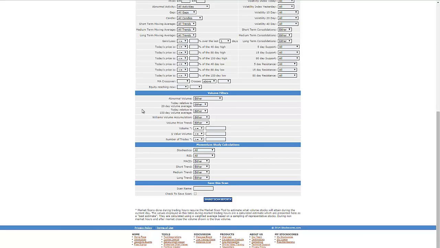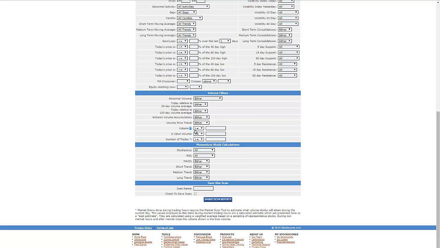Then we have the volume filters. You can look for stocks trading abnormal volume with their volume either above a 20-day average or a 150-day average. Some of you may like to use the Williams volume accumulation. You can set that to either bullish or bearish. Volume price trend, same thing, bullish or bearish. Volume can be above a certain number of shares traded, a certain dollar value of volume, or a certain number of trades.